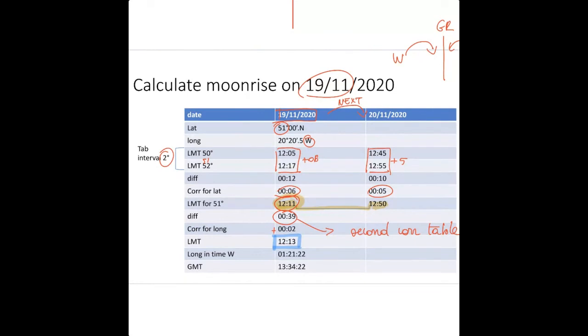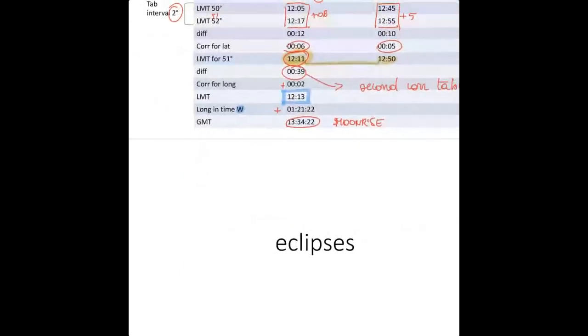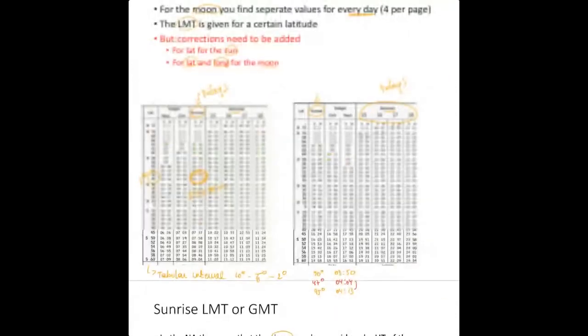Okay, and then we add or subtract our longitude converted into time. In this case, we are in the west, so in Greenwich it's later, so we have to add this, and then this gives us 13:34:22 as the final GMT for moonrise. Okay, voilà.